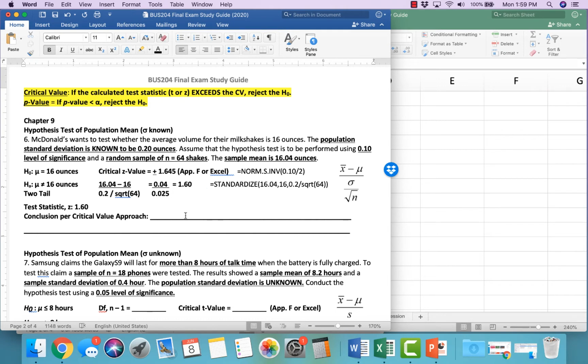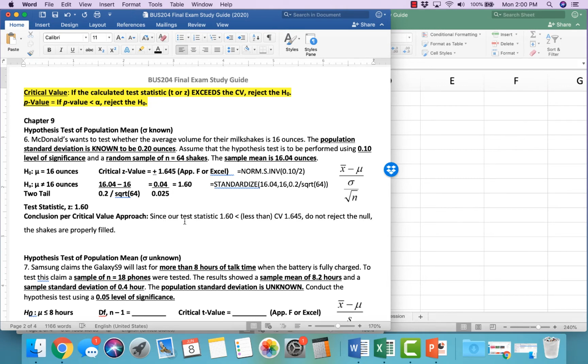Next, we have to come up with a conclusion. In this case, we're using the critical value approach, which means I'm going to take my test statistic of 1.6 and compare it to my critical value of 1.645. Since my test statistic is positive, I'm going to compare it to the positive critical value because you have to compare it to the same kind. Positive to positive or negative to negative. And in this case, we're working on the positive side of our curve. Since our test statistic of 1.6 is less than our critical value of 1.645, we do not reject the null.